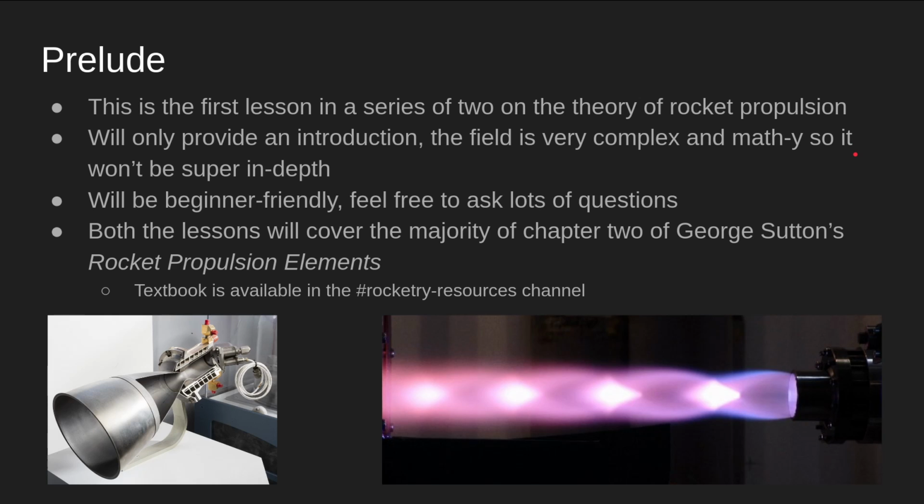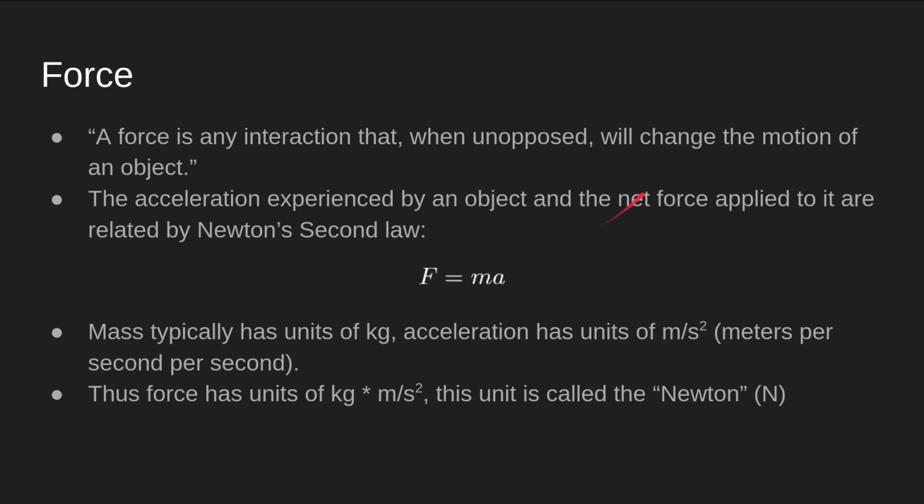Rocket science is a very complex field with lots and lots of math, so we can't really go super in depth, but we'll try and make our lessons as beginner friendly as possible, and if there are any things you need clarification on, feel free to ask lots of questions. Both of these lessons will cover the majority of Chapter 2 of George Sutton's Rocket Propulsion Elements, and this textbook is available in the Rocketry Resources channel. We have a link to a PDF there. So, with that in mind, let's get started.